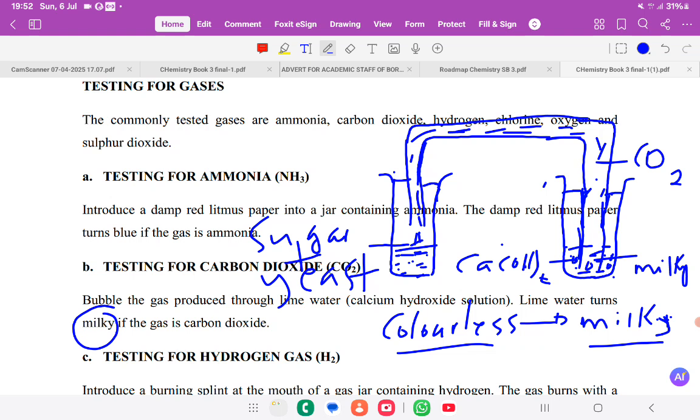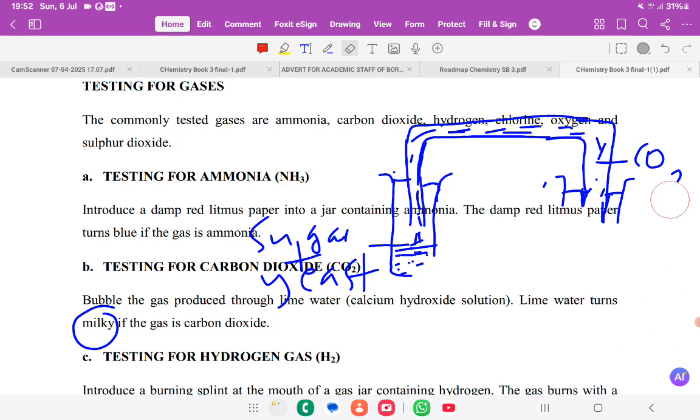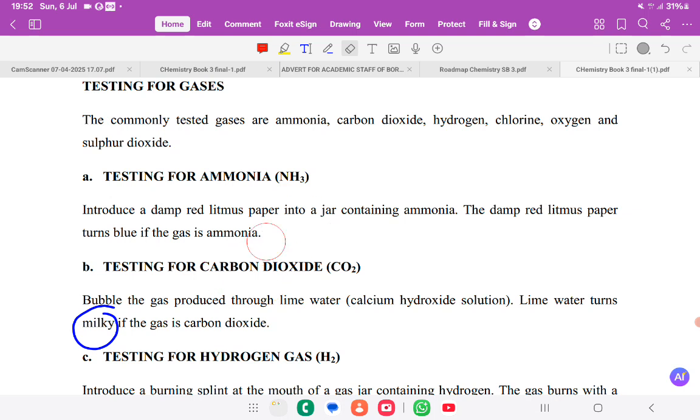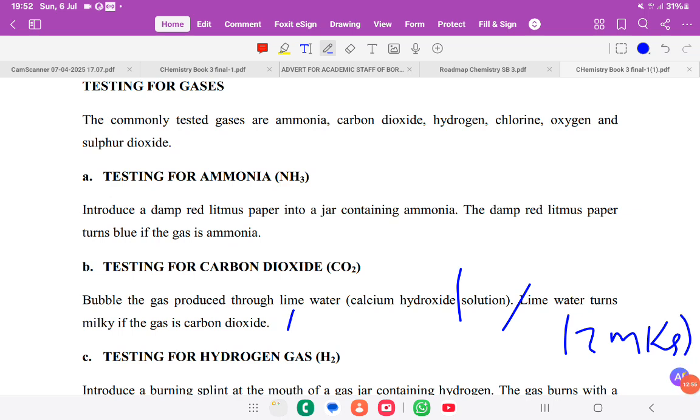So take note. If an exam question says, state the test for carbon dioxide gas, including the expected result, you say the first part, which says bubble the gas produced through lime water, 1 mark. Then lime water turns milky if the gas is carbon dioxide, another mark. So you have a total of 2 marks there. I hope so far so good.